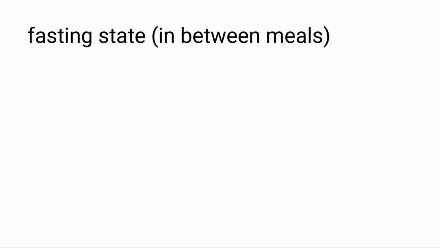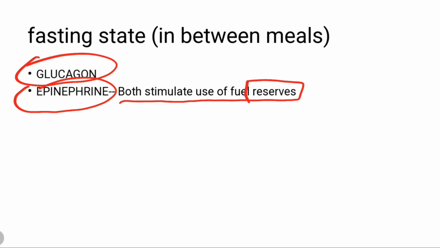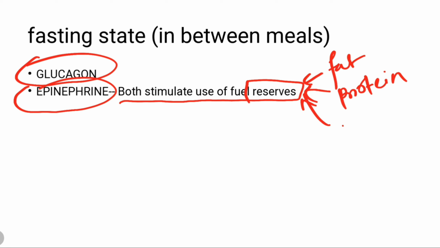Now let's go to the next. Now let's discuss the fasting state, that means when we are in between meals. The primary hormone that acts in this state is glucagon. The next hormone which acts is epinephrine. Glucagon and epinephrine both basically stimulate the use of body reserves, reserves of fat, protein, and glycogen. So just the opposite action of insulin basically.